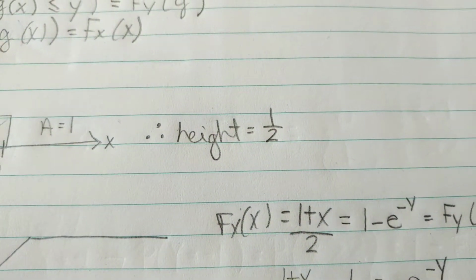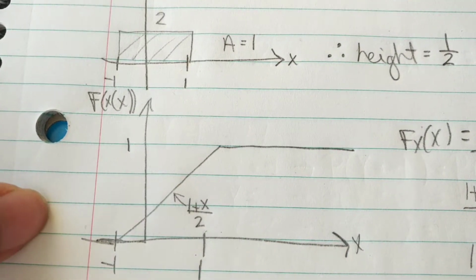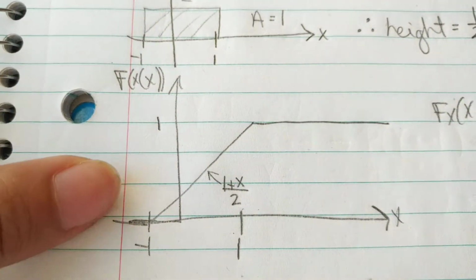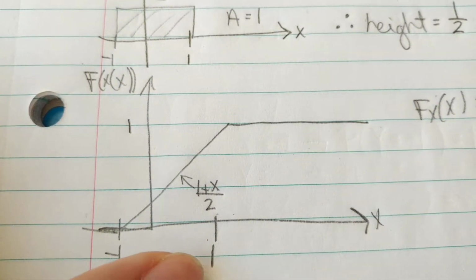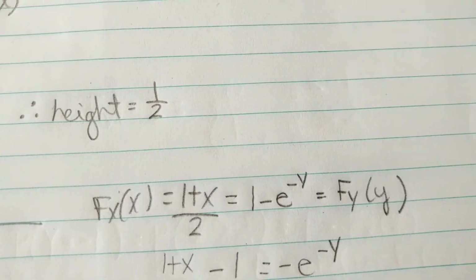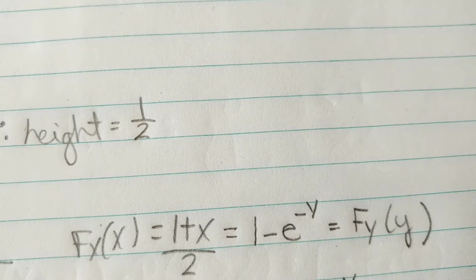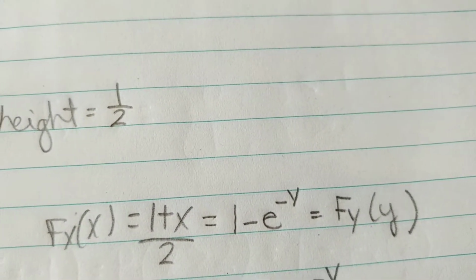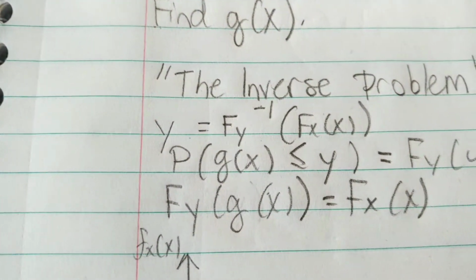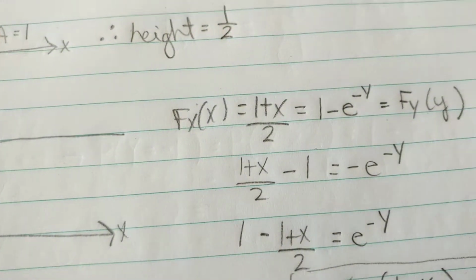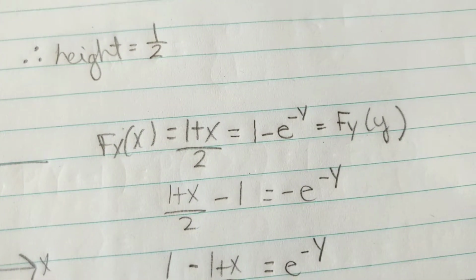And so then using that, we can see that when we draw out the distribution function from -1 to 1, we have the slope of 1 plus x over 2, and then we're equating that to 1 minus e to the negative y, which in that whole thing we're equating to fy of y, like we pulled out and explained here in the theorem. And so from there, it's just a plug-in check problem.